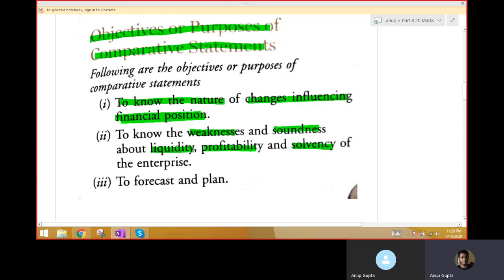The profitability means how much profit the business is earning, whether the profitability is increasing or decreasing, and what expenses are affecting the profitability. The solvency means the future viability of the company, whether the future of the company is at stake or maybe there are some big hurdles, for example the firm is not able to pay the interest or dividend. All those things are seen from the comparative statement. And finally, these are used to forecast and plan for the future.